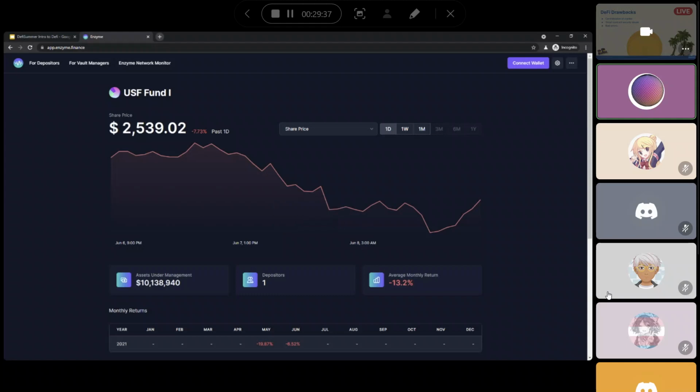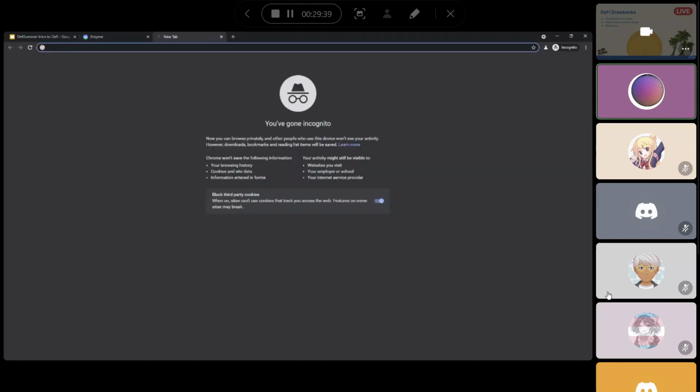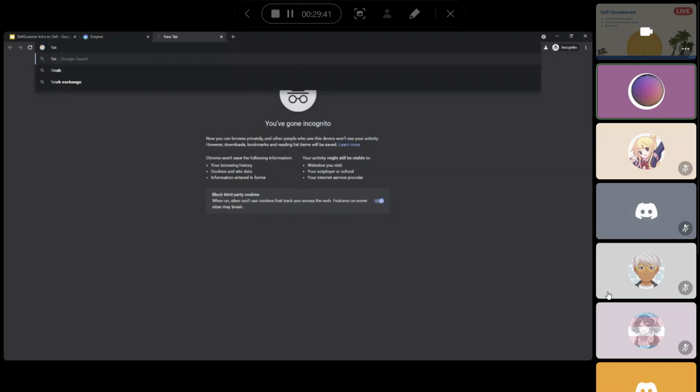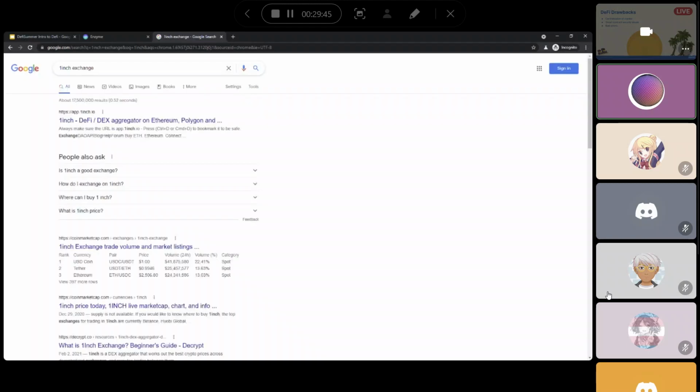There's also, like I mentioned, 1inch, and I think the aggregation game, because there's so many different platforms, and that's how the onboarding process works.